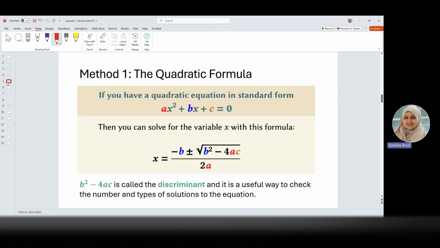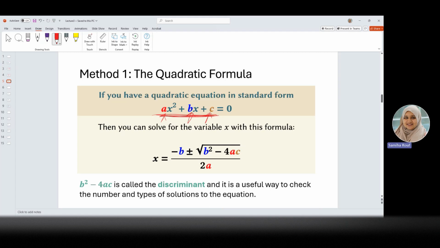This is actually the best way to solve any quadratic equation. Any quadratic equation can be solved using the quadratic formula. To use the quadratic formula, you need to have your quadratic in standard form. Once it's in standard form, you can figure out which term is A, which term is B, and which term is C. So A, B, C represent the coefficients of your quadratic equation.